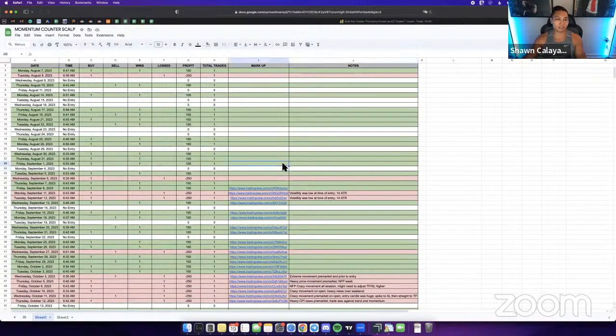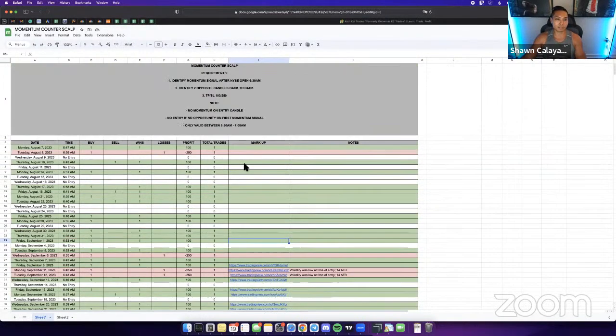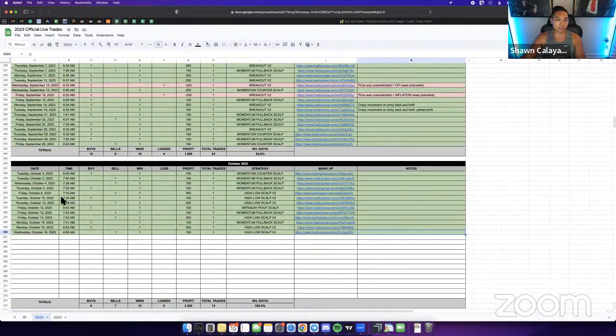I feel like that's the biggest problem for a lot of people, is that I'm basically telling people not to take trades, but they still take them anyways. So what I recommend, guys, is create a spreadsheet, right? Like I have a spreadsheet right here of all my trades: date, time, buy, sell, win, loss, profit, trades, strategy, markup, and then here for your notes, you can put whether I recommended the trade or if I told people not to take it, right? Because I think that's going to be the key thing right there.